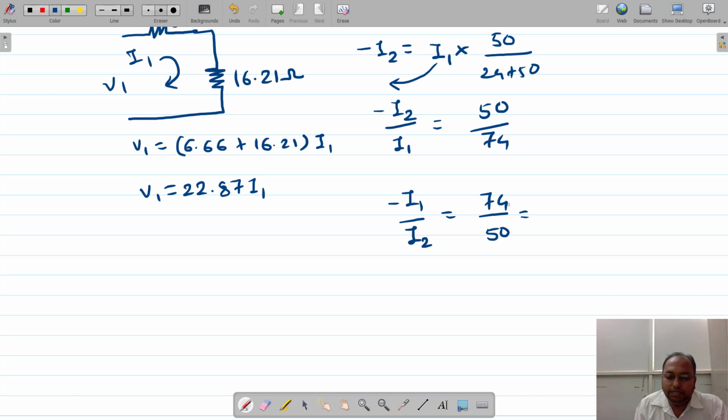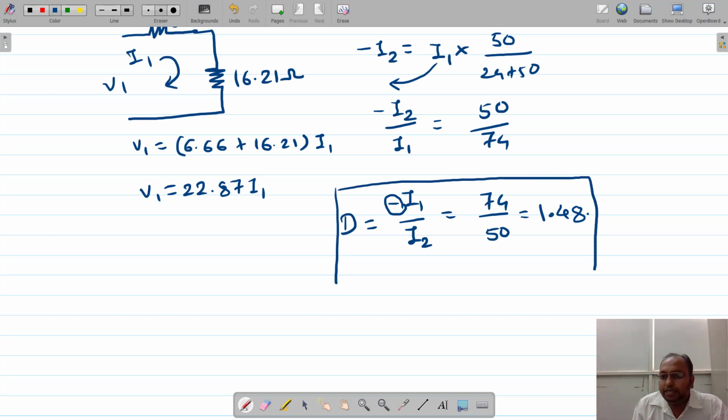So let us calculate this. It is coming as 1.48, and this is nothing but D. Remember that in the D equation it has a minus sign, so don't transfer that minus sign to the right hand side. And remember, as it is a current gain, it will not have any kind of unit. Great.